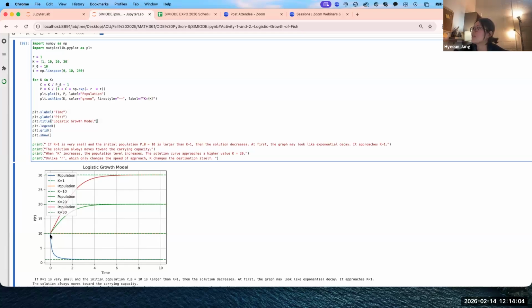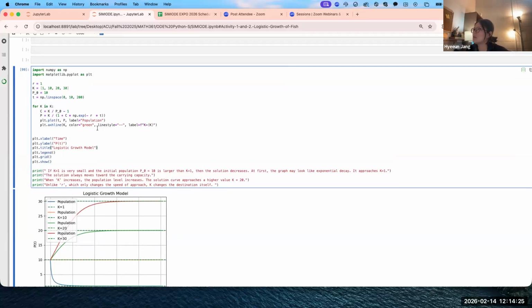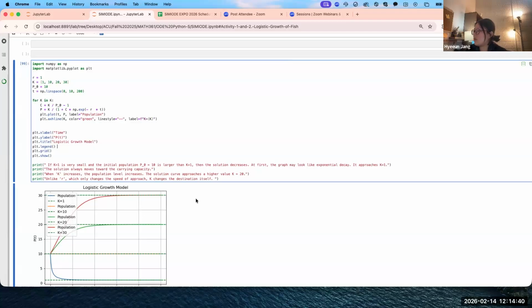which is larger than K? We start from here, and it looks like exponential decay, but approaches K equal to 1. They may or may not be good for interpretation as K grows higher than before. But if I use this basic code, it will help them understand better. And also, unlike r that only changes the speed of approach, K changes the destination itself.